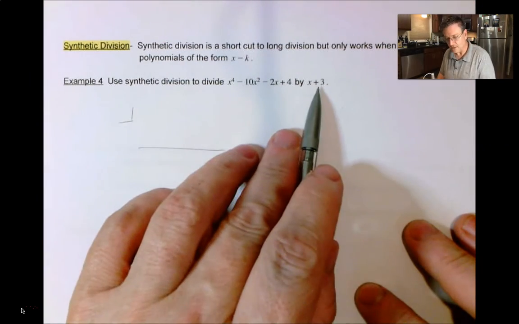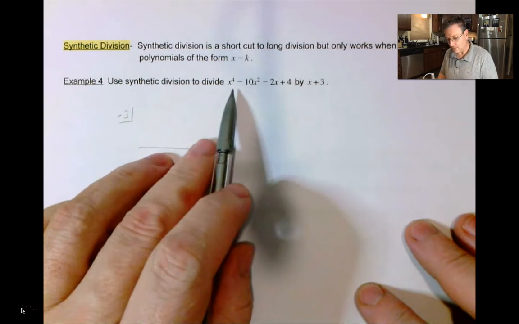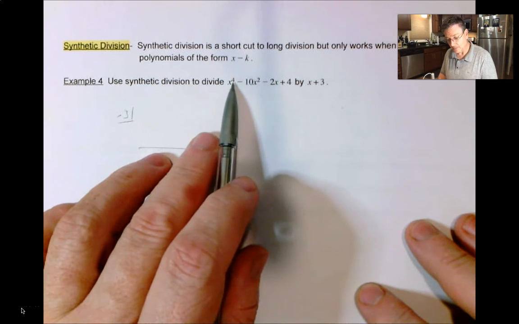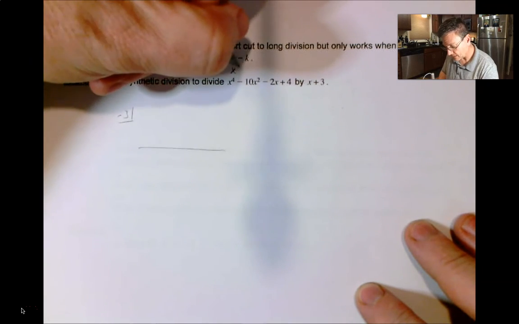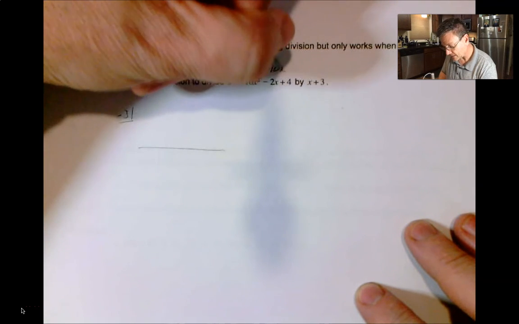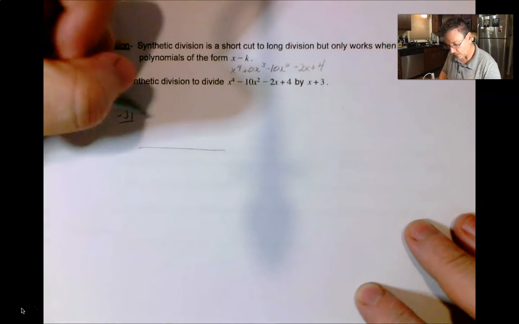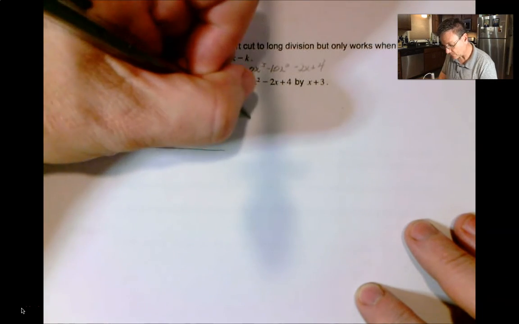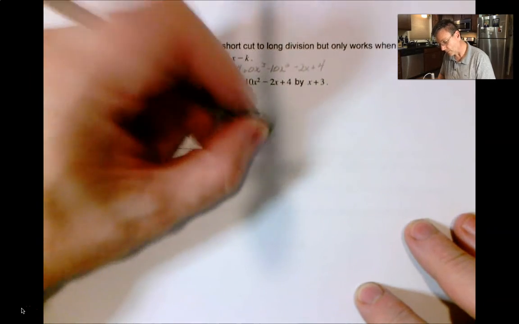So we're checking to see if negative 3 is a 0. For 3, 2, 1, 0, we're going to need a placeholder. So we take the coefficients, including the placeholder, right? Because this is really x to the 4th plus 0x cubed minus 10x squared minus 2x plus 4. So we need this placeholder. 1, 0, negative 10, negative 2, 4.